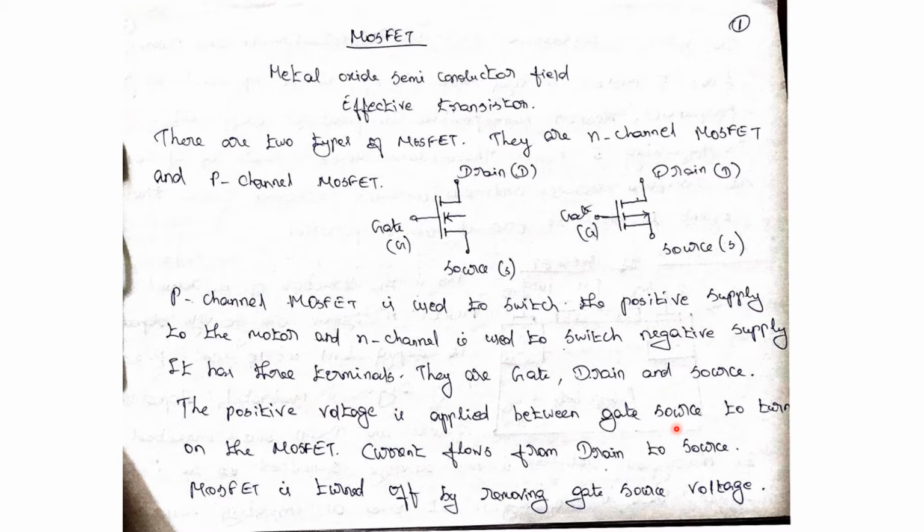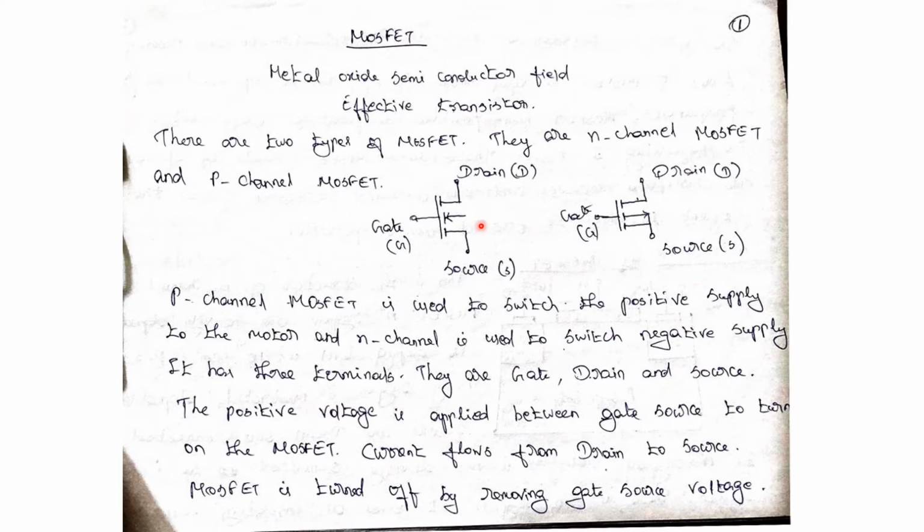Now we are going to see the MOSFET. MOSFET means metal oxide semiconductor field effect transistor. This is the symbol of the MOSFET. This is the N-channel MOSFET. This one is the P-channel MOSFET.